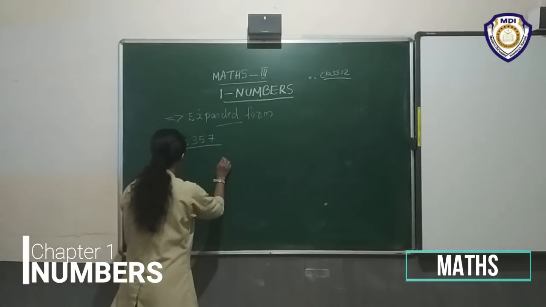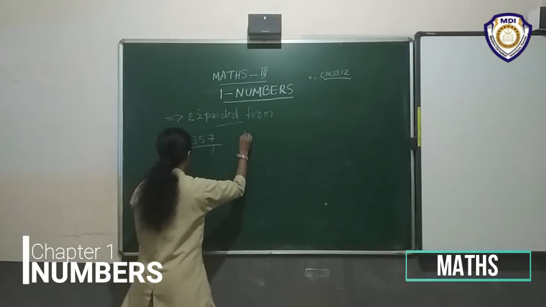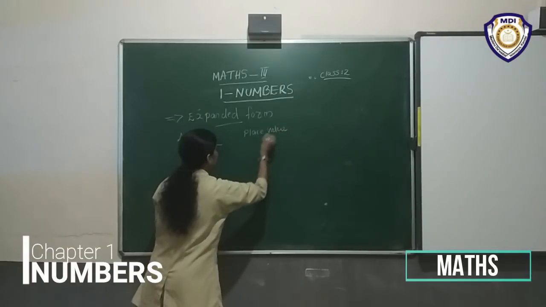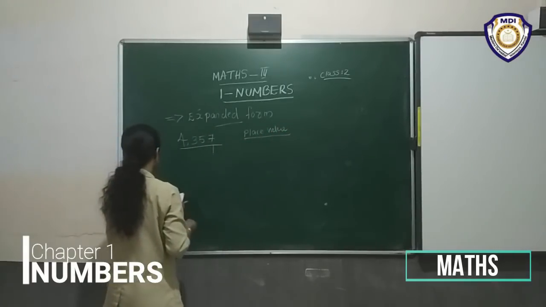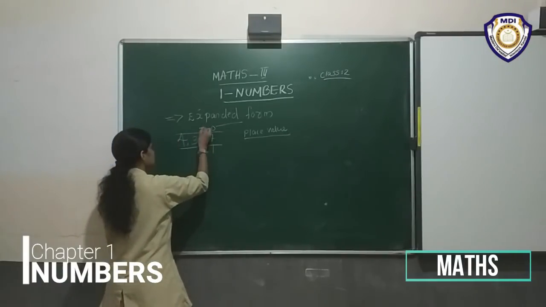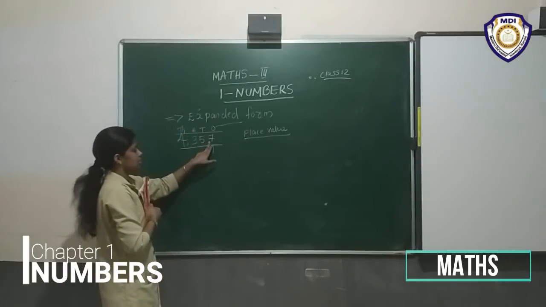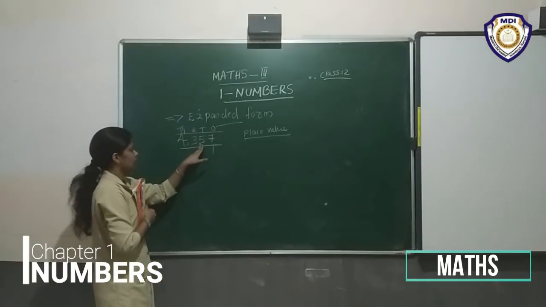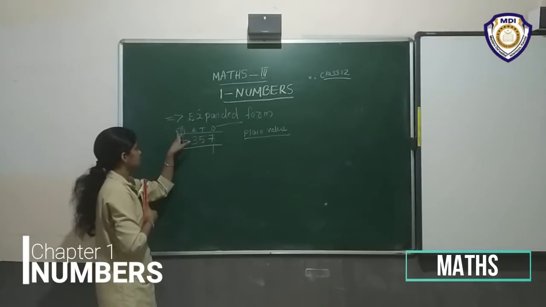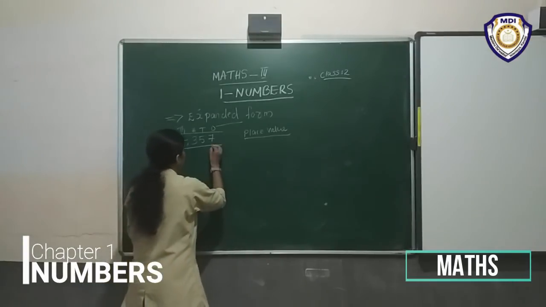Firstly, we find out the place value. Ones, tens, hundreds, thousands. 7 is in the ones place. 5 is in the tens place. 3 is in the hundreds place. 4 is in the thousands place.